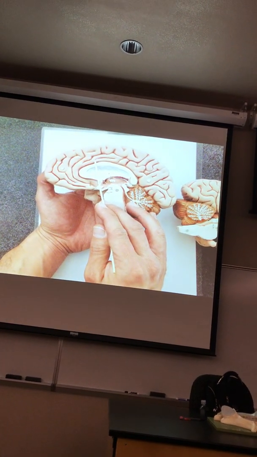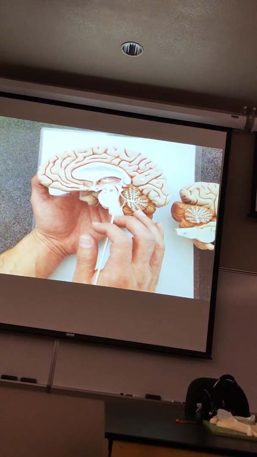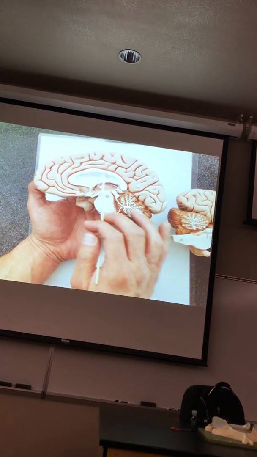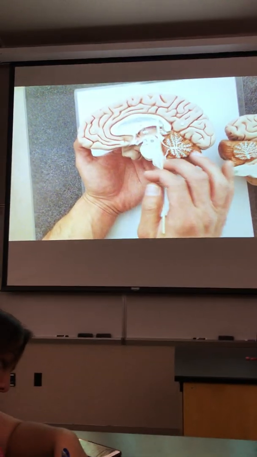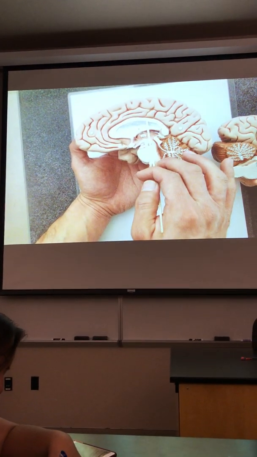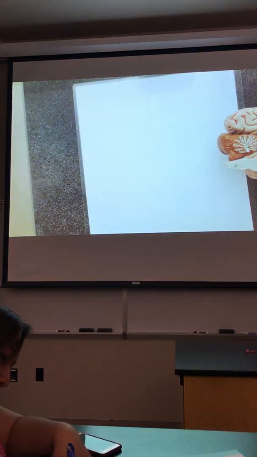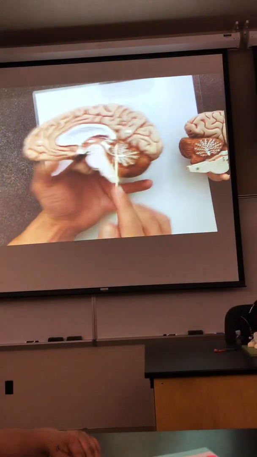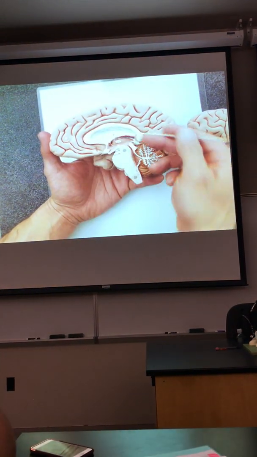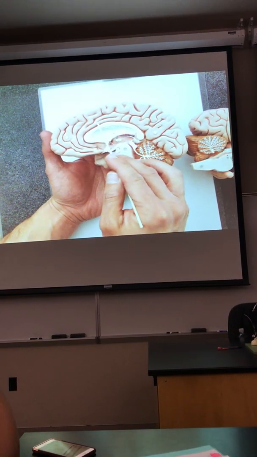So cingulate gyrus, just above this white matter here, that is the corpus callosum. What type of fibers are in here? Do you remember? C word. Commissural, communicating left and right hemispheres. This is where it goes. Above it, that's the cingulate gyrus.